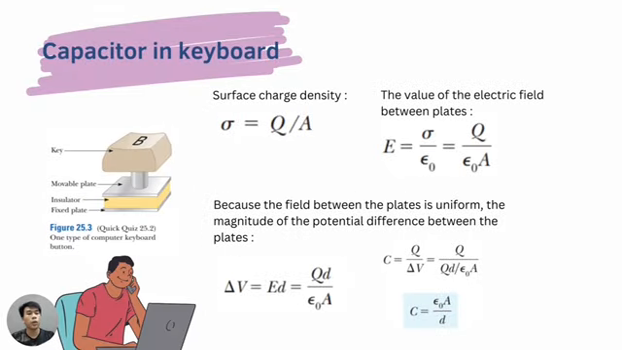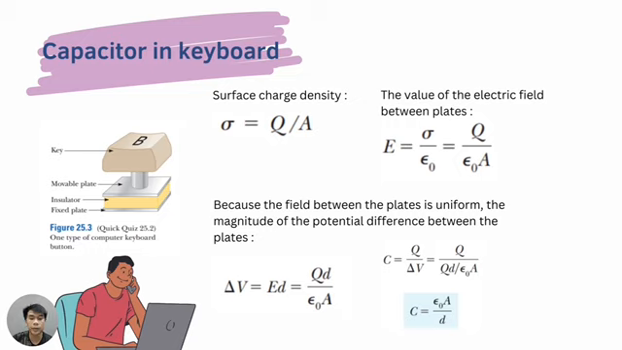All right, next it goes to the capacitors in the keyboard. On the left side, in figure 25.3, this is the capacitors in the keyboard. Okay, first we have the surface charge density. For every plate, they have surface charge density, which is sigma equal to Q over A. And then the value of the electric field between the plates is E equal to sigma over epsilon naught, and equal to Q over epsilon naught A.